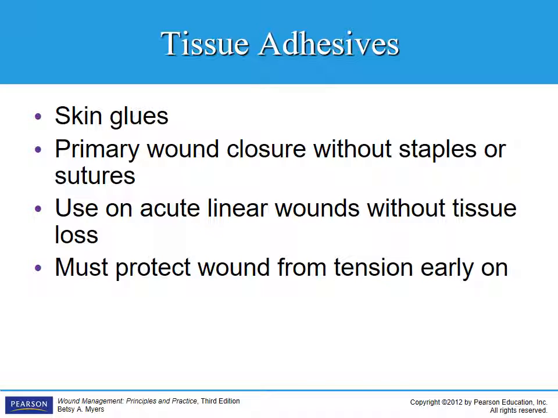So they're used on acute linear wounds without tissue loss. Again, primary closure, like a suture. It's going to go together with no difference in the two surfaces of the wound. And you must protect this wound from tension early on.